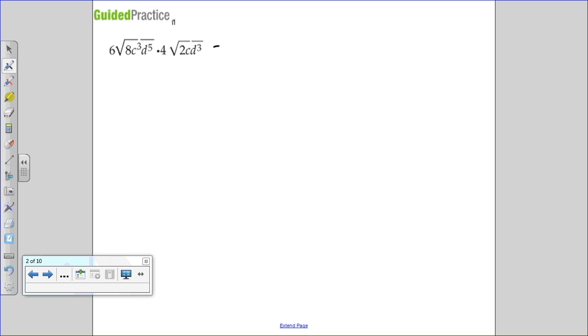Alright, what you need to do here is, let's go ahead and break everything apart as far as we can. The first one is 6, and then I've got the square root of 8, which is 2 to the third power, times c to the third times d to the fifth. Multiplying that times 4, and inside my radical I've got a 2 times c times d to the third. Now, we can multiply what's outside and we can multiply what's inside.